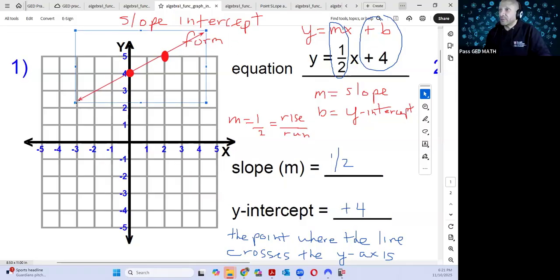If I can just get this right through here. That's not going to be exact, but that would be my line. Okay. That's how you graph.